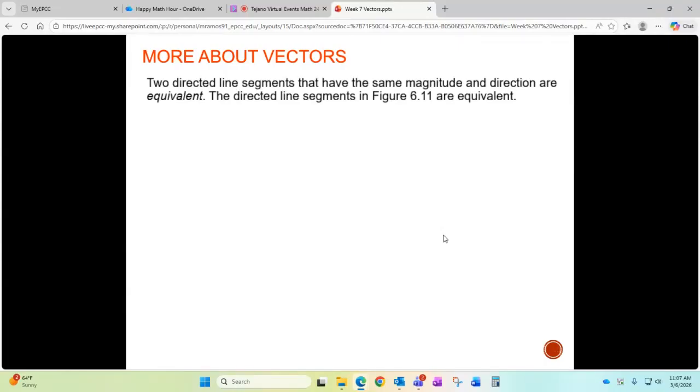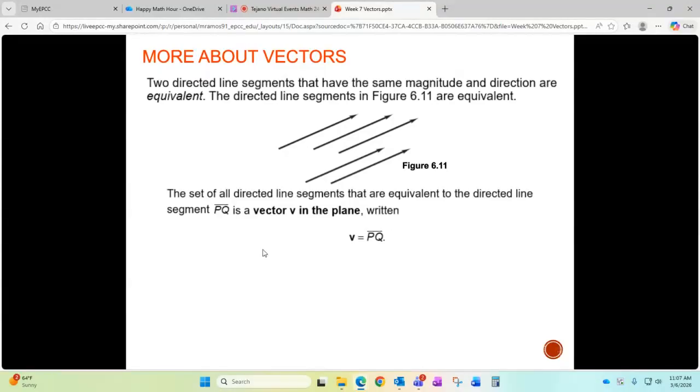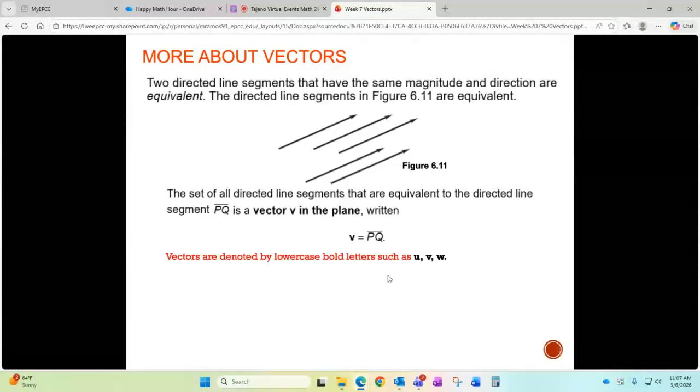Two directed line segments that have the same magnitude and the same direction are equivalent vectors. We have some examples here. All of these vectors are the same length and they're all pointing in the same direction, so they will be equivalent. They're in different spots, so they have different beginning and ending points, but they are equivalent. The set of all directed line segments that are equivalent to a given line segment PQ is a vector v in the plane. For example, this vector v is PQ.